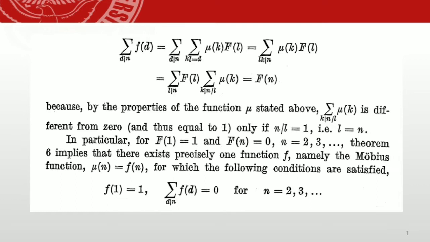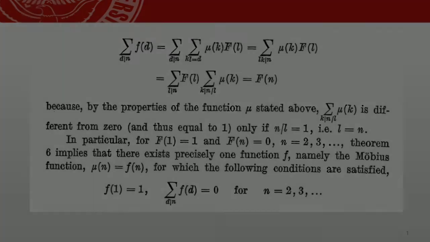Theorem 6 implies that there exists precisely one function f, namely the Möbius function, μ(n) equal to f(n), for which the following conditions are satisfied.